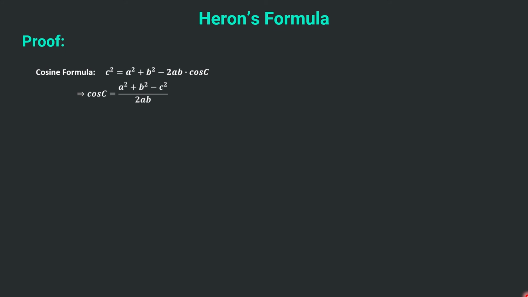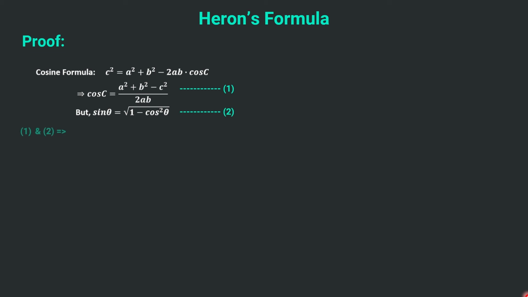Isolating cos C, we get cos C is equal to (a squared plus b squared minus c squared) upon 2ab. Let's call it equation 1. But we know that sin theta is equal to the square root of 1 minus cos squared theta. This is a general rule, but again, we will cover it in detail in our trigonometry section. Let's call it equation 2.